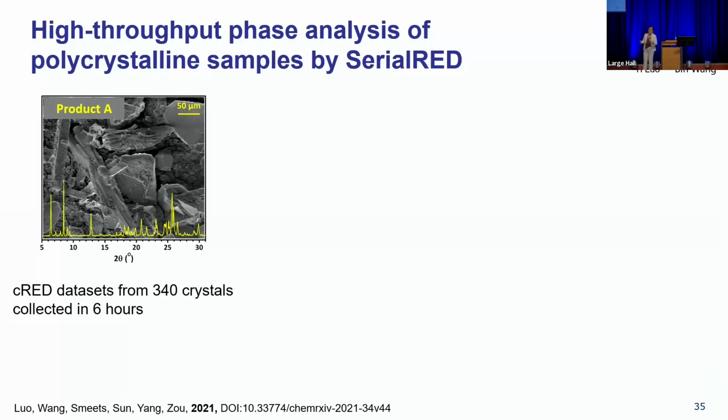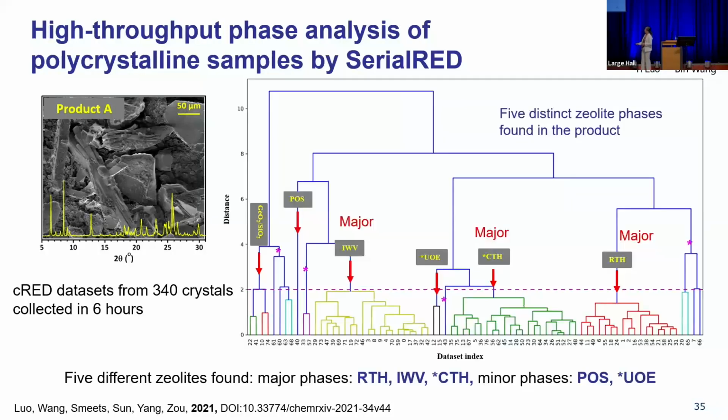We applied serial electron diffraction. This 3D data collection is done automatically, so you can obtain 340 crystals within 6 hours. You can do it overnight. And when you have this data, we did the clustering to process it.